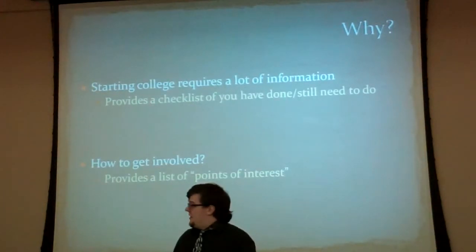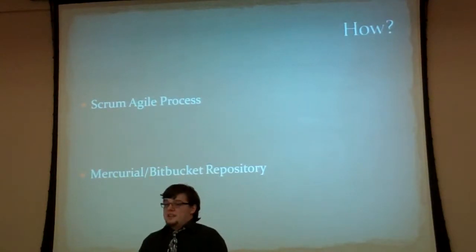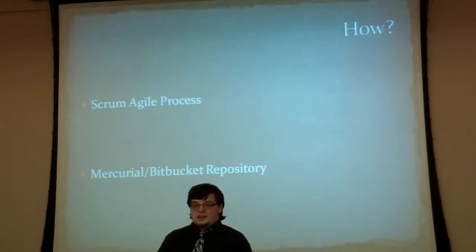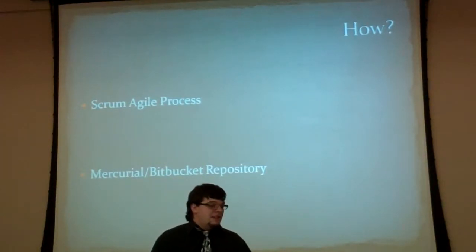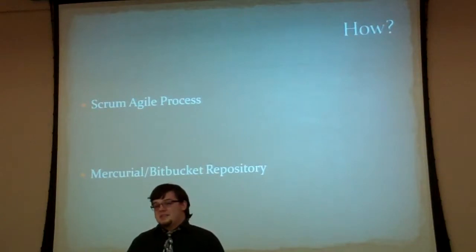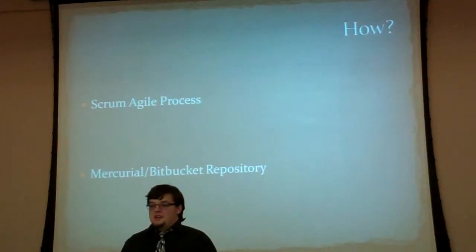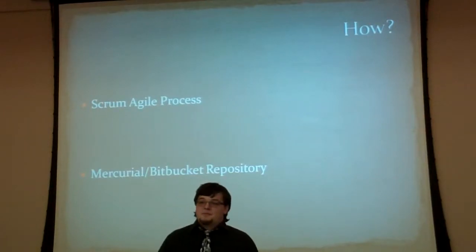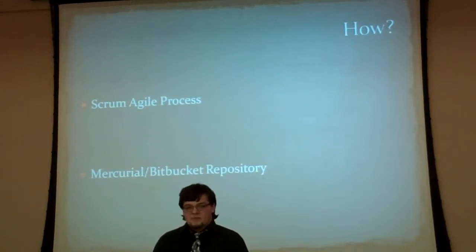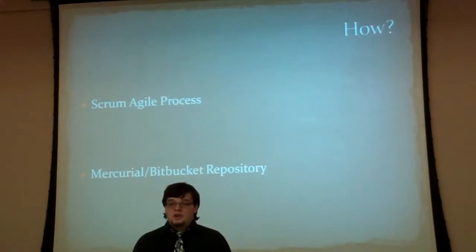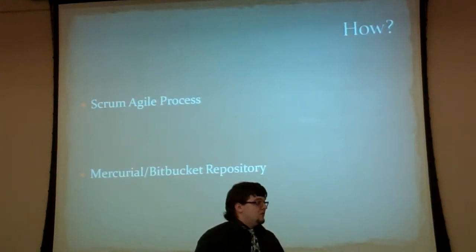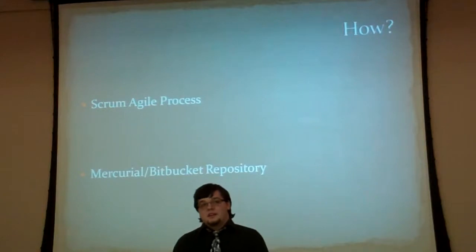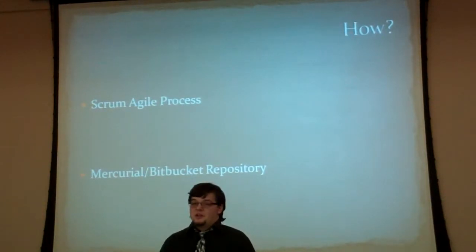Now, how we're making this is we're using a Scrum Agile process. We're doing this because this is a new technology. Like, it's never really been done in this way before. And so we need a process that allows us to be flexible in our development and lets us adapt to new requirements as they come. And for version control, we're using a Bitbucket repository with Mercurial. And that would allow us to just stay up and keep updated on what's been going on with the development.